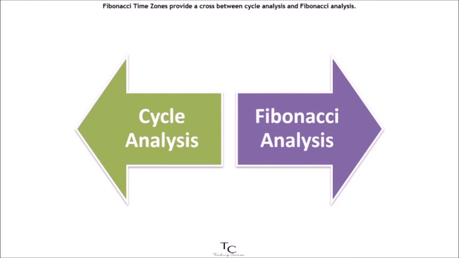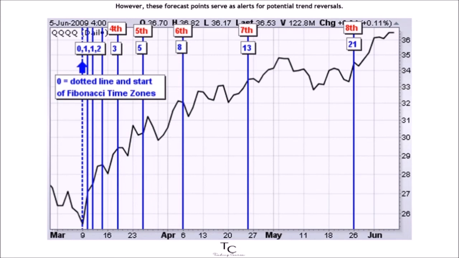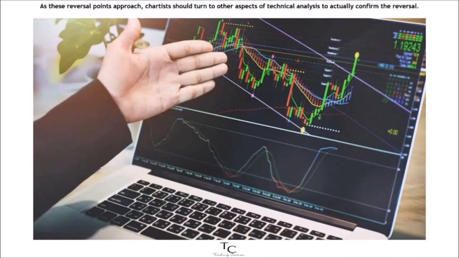Fibonacci time zones provide a cross between cycle analysis and Fibonacci analysis. Both have a wide following, and turning points can be forecast weeks and months in advance. However, these forecast points serve as alerts for potential trend reversals. As these reversal points approach, chartists should turn to other aspects of technical analysis to actually confirm the reversal.